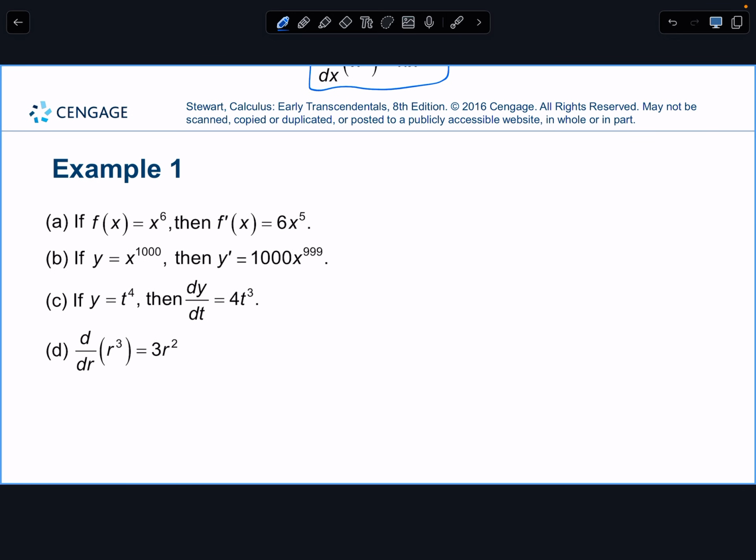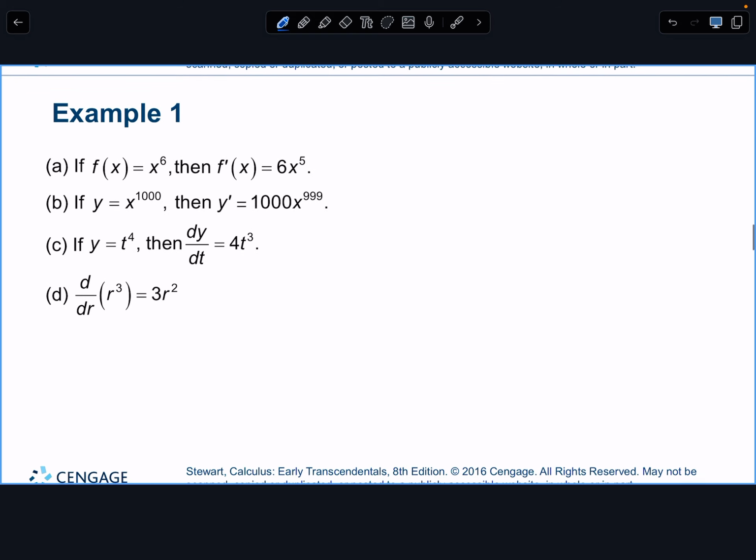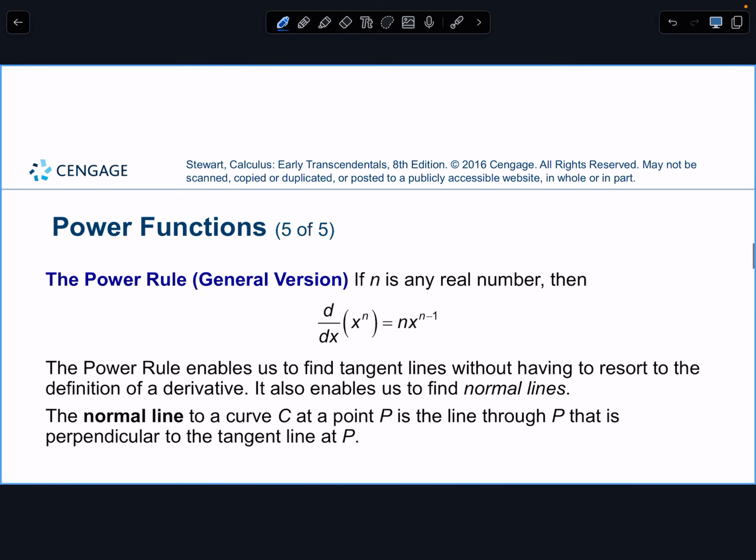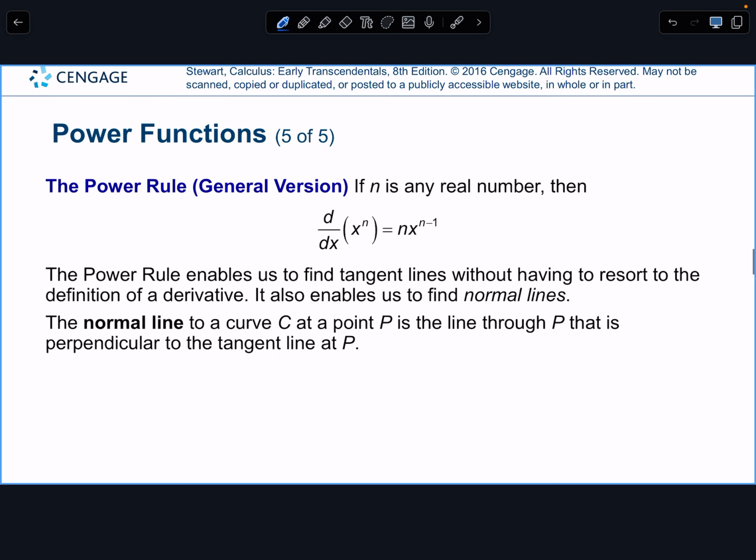So these are examples, right? X to the 6, same pattern. Even x to the 1,000. T to the 4th, really just a different variable there. So all those are using that power rule. Now, in general, okay, here's the power rule.